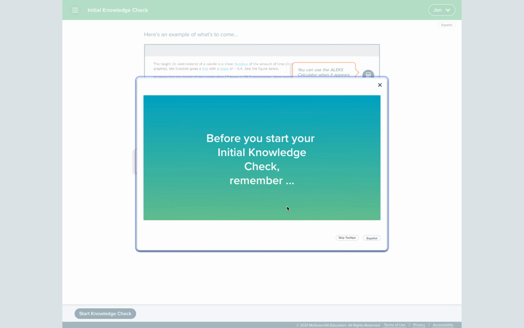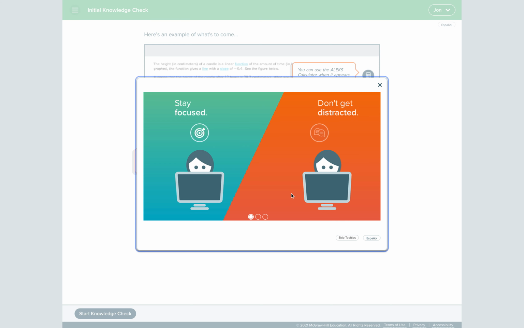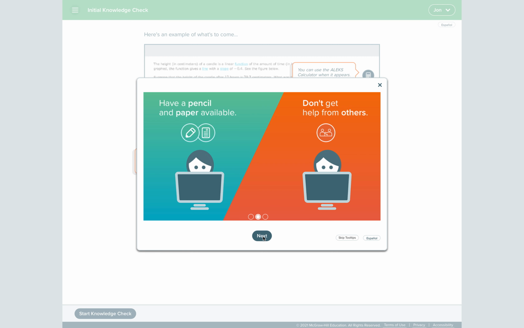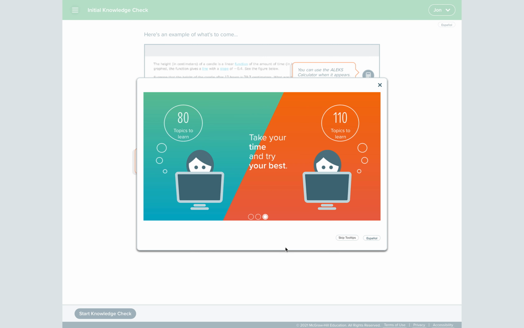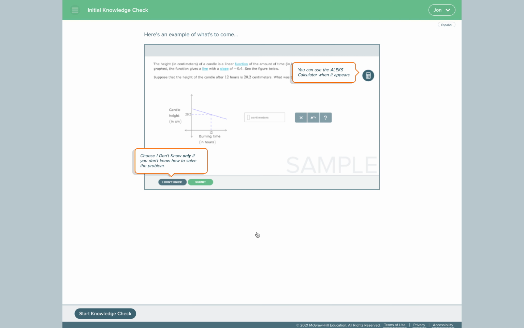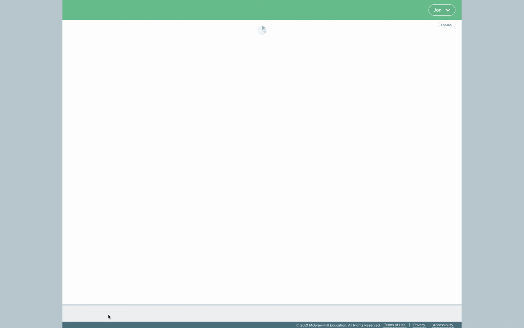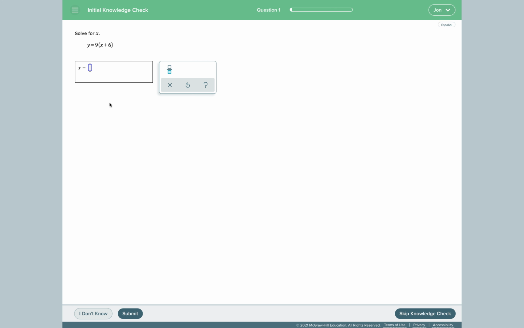Before you start your initial knowledge check, you have some recommendations. Again, it's just a diagnostic. You click start knowledge check, and you have a sample question, like solving for x, writing in terms of x equals. Even if nearly all of the problems, if not all of them, are outside your zone of familiarity, don't worry. Again, you're not graded.